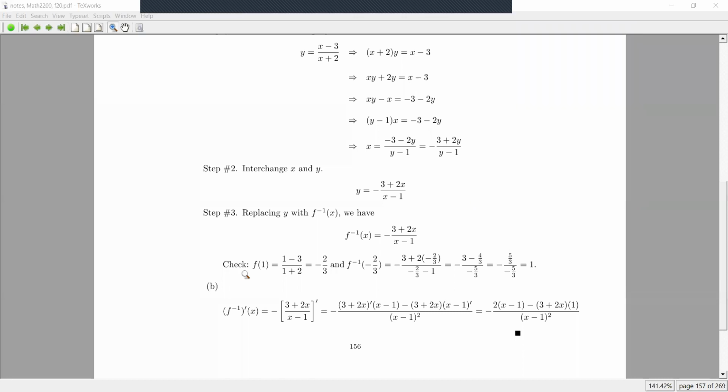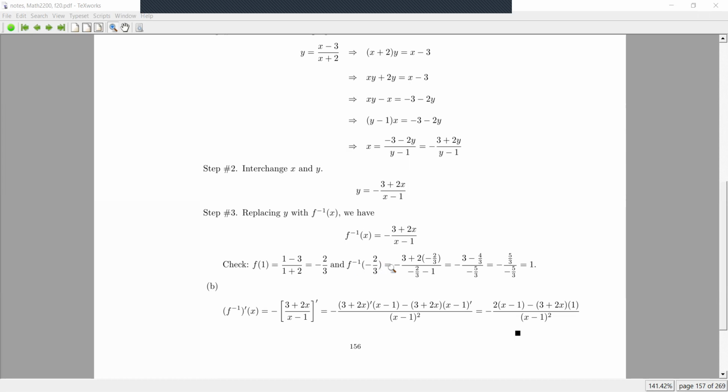We can have a check whether or not the answer is correct. Arbitrarily pick a point, say 1, and evaluate the function value at 1, then I get negative 2 over 3. Namely, function f takes the point 1 to negative 2 over 3. If the answer is correct, f inverse should take negative 2 over 3 back to 1.